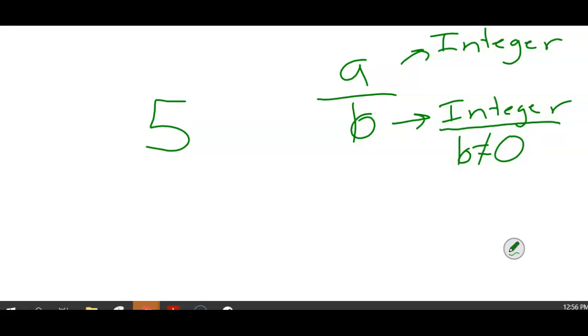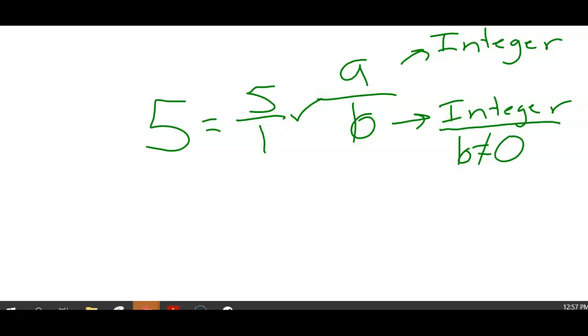Warren, why do you think it's a rational number? Perfect. Write the whole number 5 as a fraction, which is equal to 5 over 1. 5 is an integer? 1 is an integer and it's not 0. So this is a rational number. So that means all integers are rational numbers. Questions? Brandon?